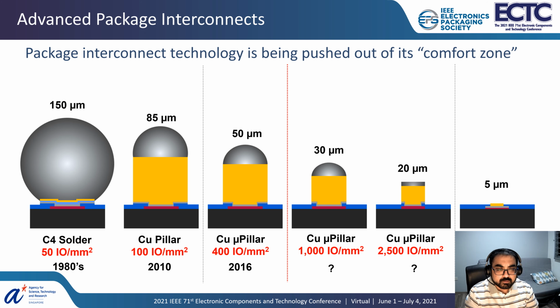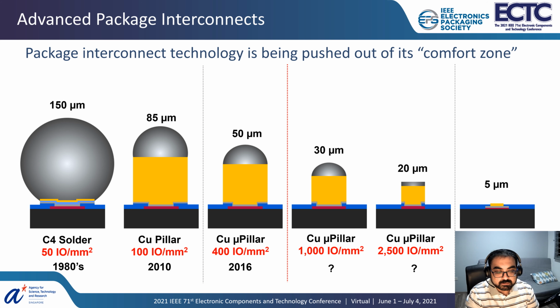So, advanced package interconnects have been getting really small as we have progressed throughout history. In the 1980s, C4 solder bumps were about 50 IO per millimeter square, to a point now that they are 1,000, even 2,500 IO per millimeter square, and they might get even smaller.